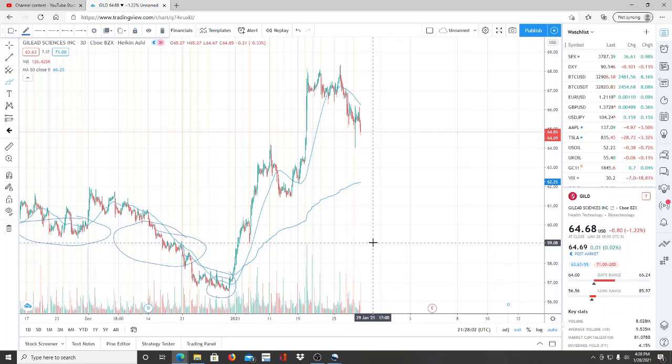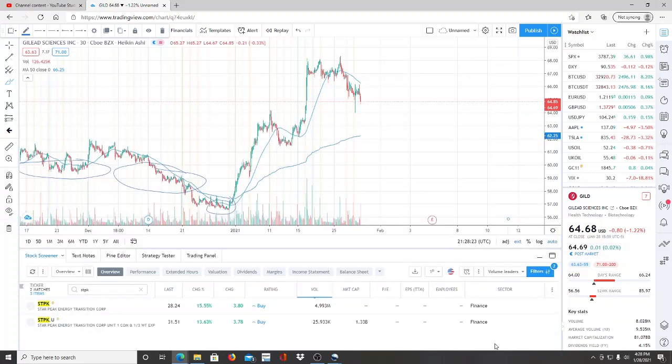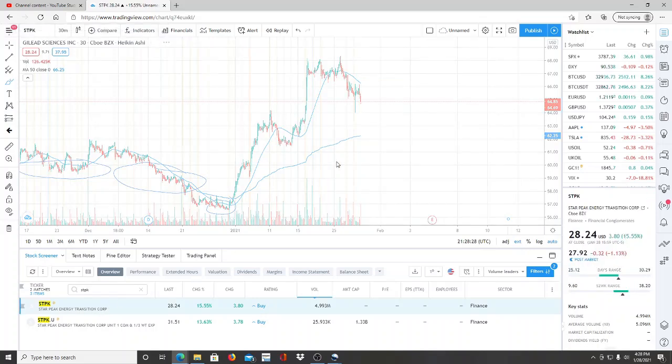For most of you guys that are aware of the energy sector and renewable resources, a lot of people are focusing on FuelCell, Plug Power, Blink Charging, other stocks like NextEra Energy. Those are all great stocks to focus in on. But the one I'm coming across right now, and it's going to be an effective merger sometime soon, is STPK, Star Peak Energy Transition Corp.